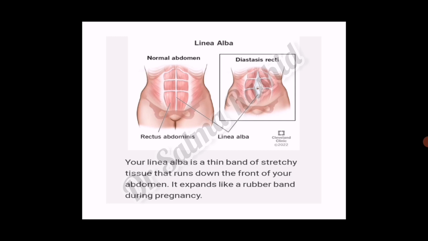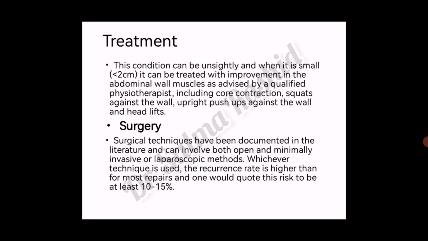Your linea alba is a thin band of stretchy tissue that runs down the front of your abdomen. It expands like a rubber band during pregnancy. Now treatment. This condition can be unsightly, and when it is small, less than 2 cm, it can be treated with improvement in the abdominal wall muscles as advised by a qualified physiotherapist, including core contractions, squats against the wall, upright push-ups against the wall, and head lifts.